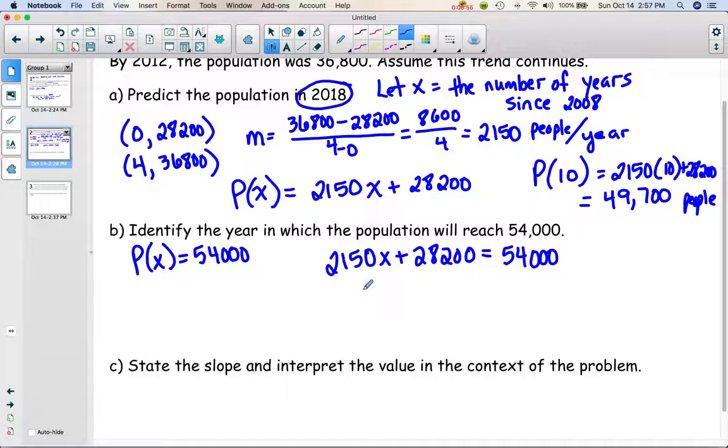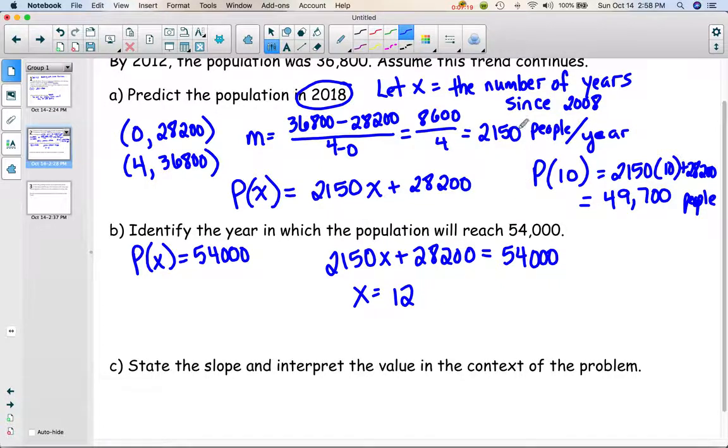So I get, you can just subtract. If you subtract and then divide, you can work this out, trust me. You actually get 12 when you solve this. So if you subtract 54,000 minus the 28,200 and then divide by 2,150, you get 12, but obviously that's not year 12.